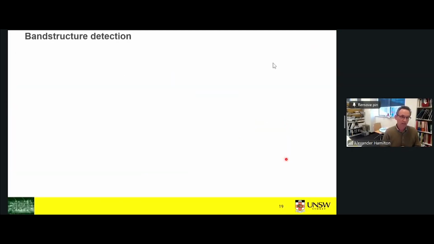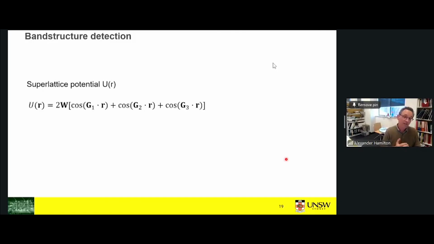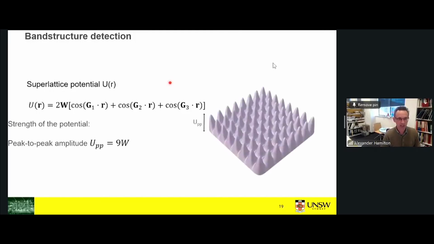So how do you measure the band structure? How do we even know if there's going to be a band structure there to measure? For my triangular lattice, I'm going to apply some periodic potential. This is the periodic potential for the triangular lattice, where G1, G2, and G3 are the reciprocal lattice vectors, and r is the position within the xy plane of the lattice. So the strength of my potential, the peak-to-peak amplitude for this potential, is 9 times W, where W is proportional to the gate voltages that I can control. So that's the height of the periodic potential that I'm applying here.